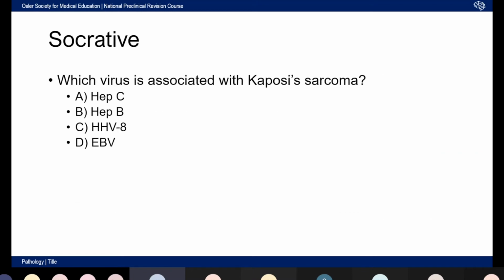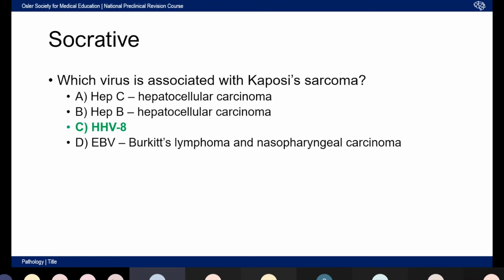Okay, so some more, sorry, another viral one. So which virus is associated with Kaposi's sarcoma? Brilliant, yeah, you're supposed to remember. Yeah, HHV8. So the other ones, Hep C and B, a hepatocellular carcinoma, and EBV, Burkitt's lymphoma and nasopharyngeal carcinoma.